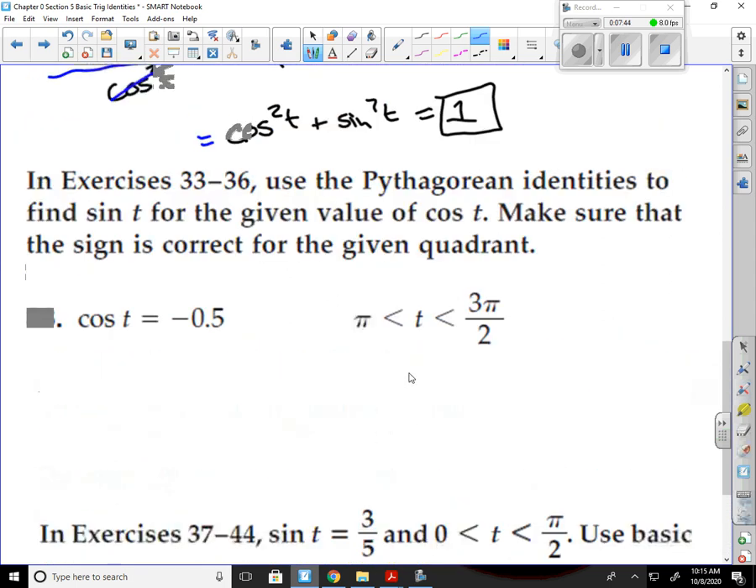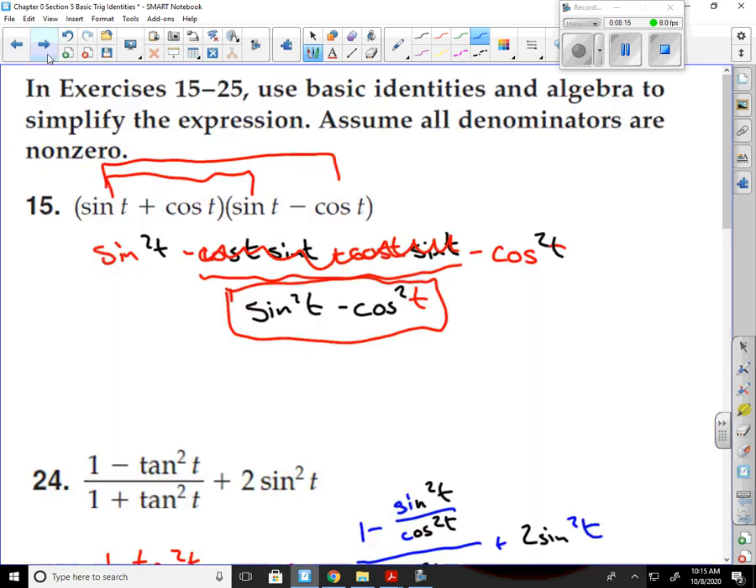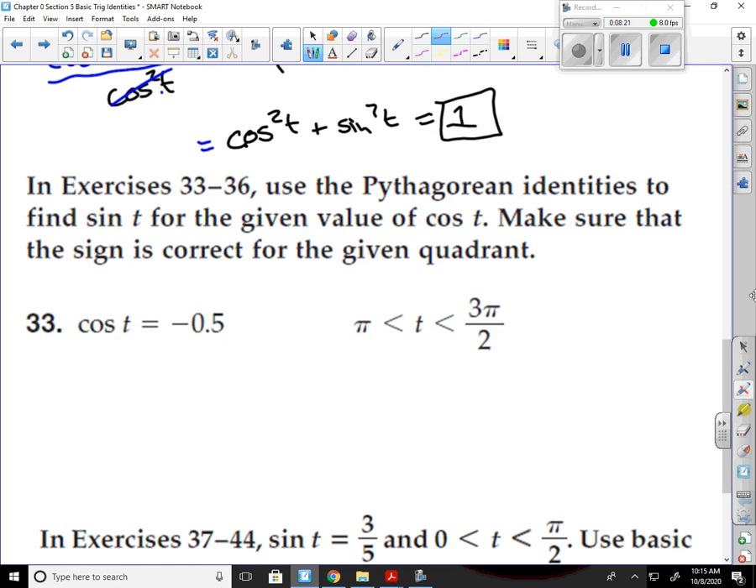In exercises 33 through 36, use the Pythagorean identities to find sine of t for the given value of cosine t. Make sure that the sign is correct for the given quadrant. So if I'm using the Pythagorean identities as it tells me to, let's look back at those. My Pythagorean identities are sine and cosine. So if I have cosine squared of t is equal to negative 0.5, I apologize. Then I'm doing sine squared t.